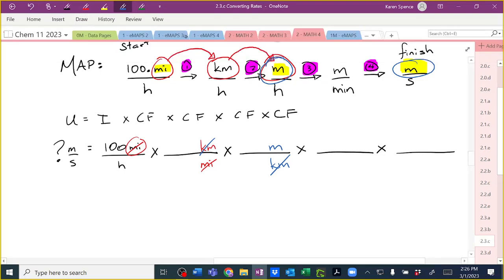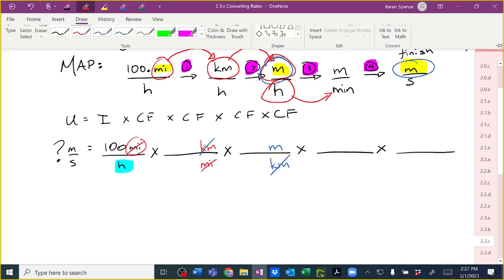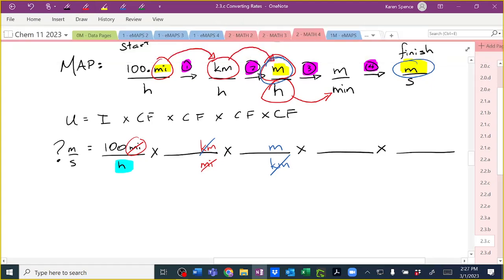and say, oh my goodness, I have hours here on the bottom. I don't want hours, I want seconds. So we are going to convert from hours to minutes. Where am I going to have to put the hours to cancel them out? Right now they're on the bottom. They need to go on the top. And yes, they're kind of far away, but it still works. They can still cancel. So hours on the top, minutes on the bottom. Hours will cancel out.